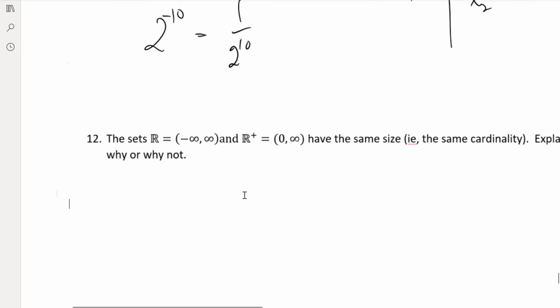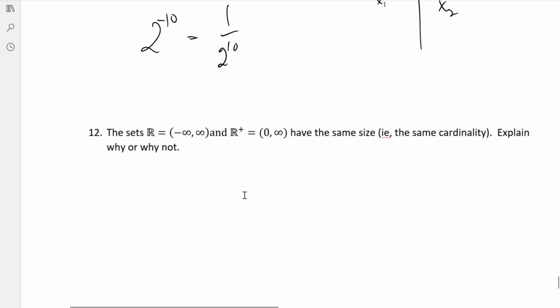Finally, number 12, my last question for this video. Let's look at the set R of real numbers from minus infinity to infinity, and the set R plus, which is just the positive real numbers, not including 0, all the values from 0 to infinity. So do these sets have the same size, the same cardinality? Explain why or why not. So what do you think?